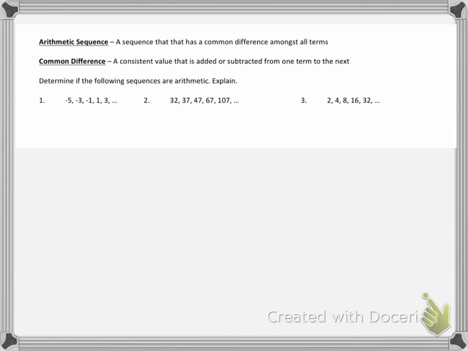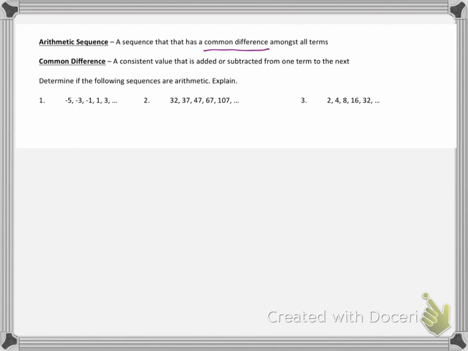An arithmetic sequence is a sequence that has a common difference amongst all terms. And a common difference is a consistent value that is added or subtracted from one term to the next. I know we see that word difference, we typically think subtraction. Again, subtraction and addition are similar operations, just inverses of one another. So we're looking for something that's being consistently added or subtracted with our patterns in order for something to be arithmetic.